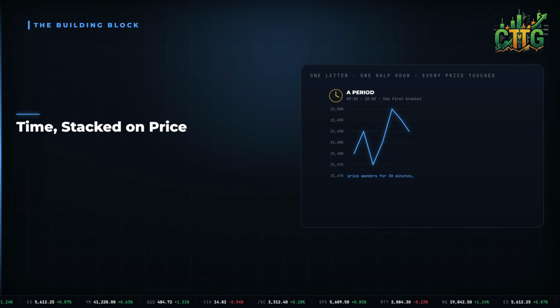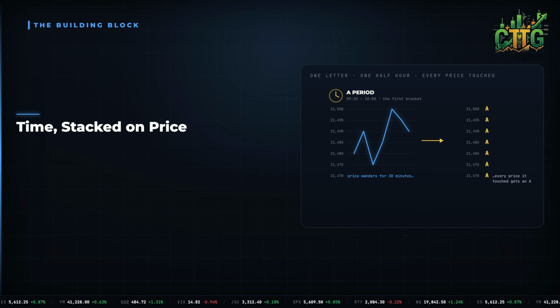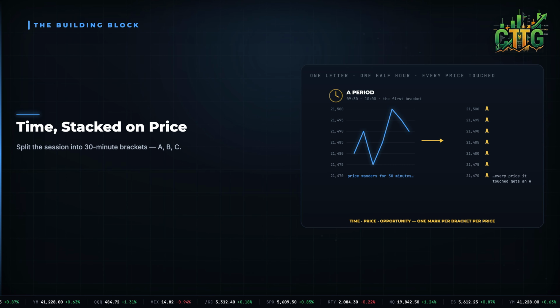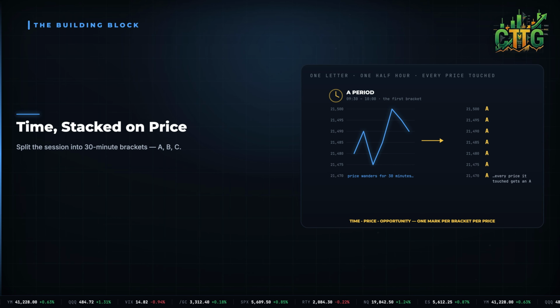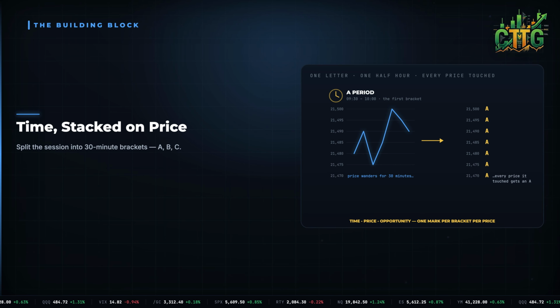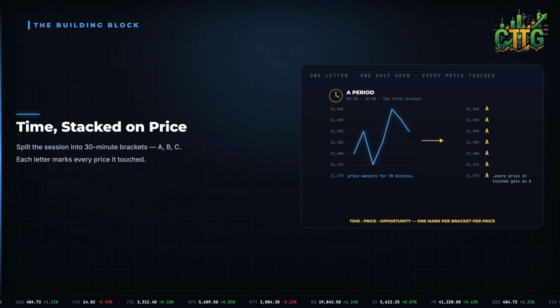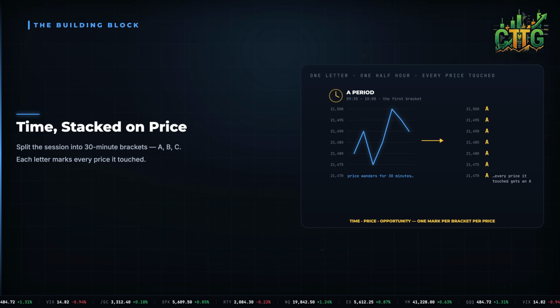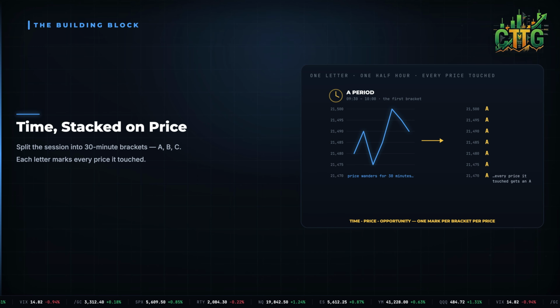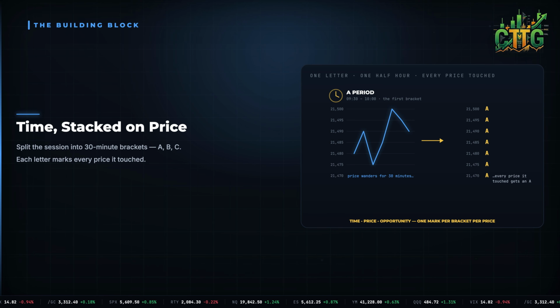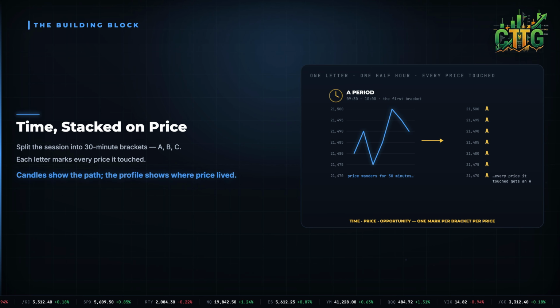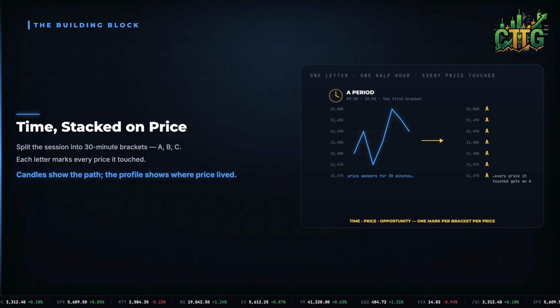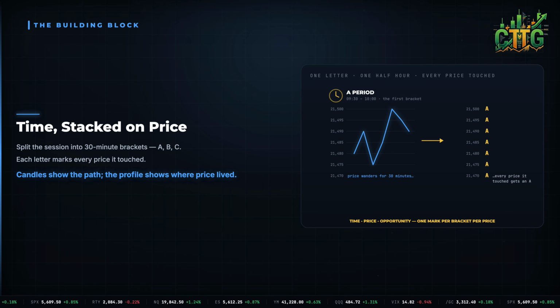A TPO chart is just time stacked on price. Split the session into 30-minute brackets and give each one a letter. A for the first half hour, B for the next. Every price the market touches during that bracket gets marked with its letter. That's it. One letter at one price means the market spent time there during that half hour. Candles show you the path price took. The profile shows you where price actually lived.